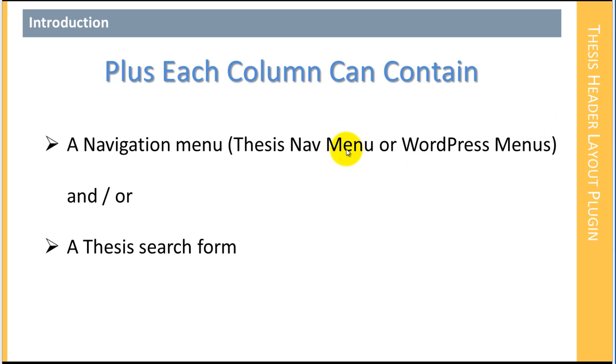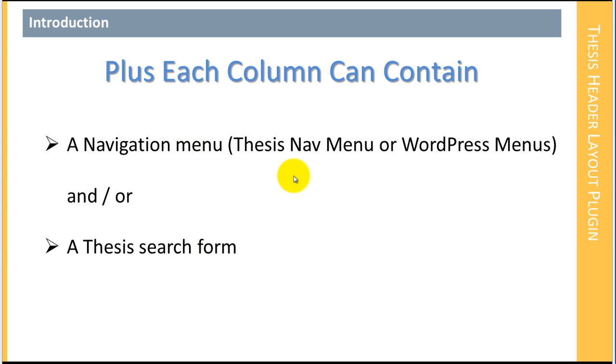In addition to that, each column area can contain a navigation menu, which can either be the Thesis Nav menu or any other WordPress menu. So it can contain either of those, and/or it can contain a Thesis search form. Each of those widget areas can contain either of these things or both of them.